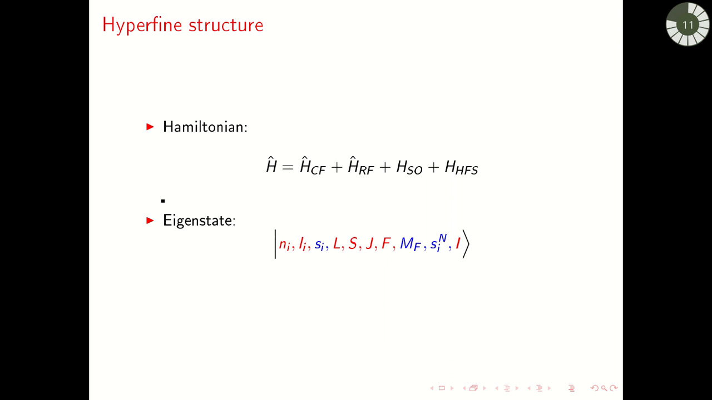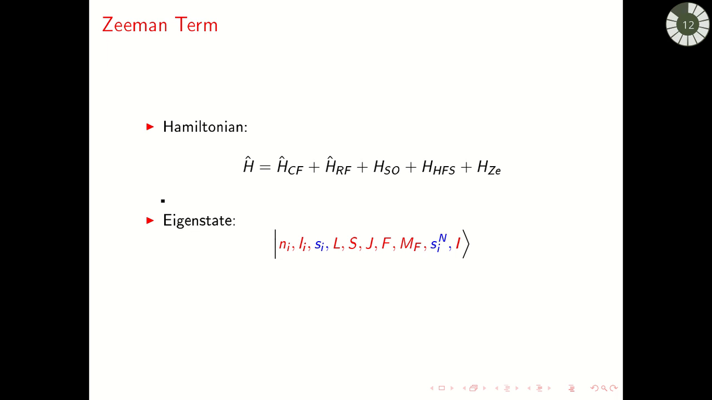On adding the hyperfine structure term, the energy becomes dependent on F and I, and hence they are shown in red. Luckily this also diagonalizes our next term, the Zeeman effect. On adding the Zeeman term, the energy becomes dependent on the projection of F along the z-axis, hence this is shown in red. And we are done.